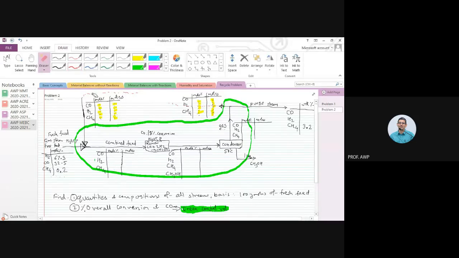Do you agree with that? This could be one way of solving. I'm just saying it is one way of solving. I'm not saying it is the only way of solving.